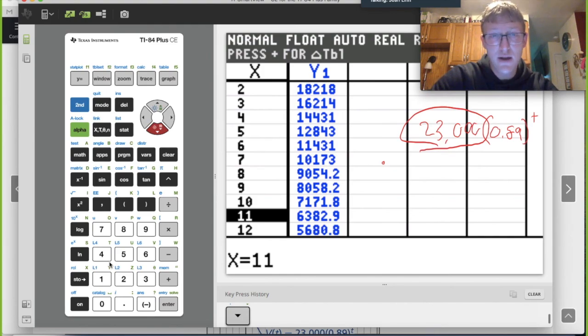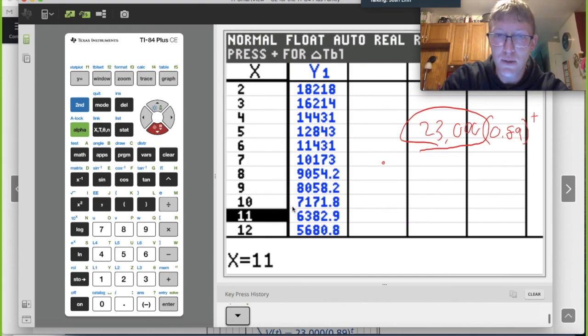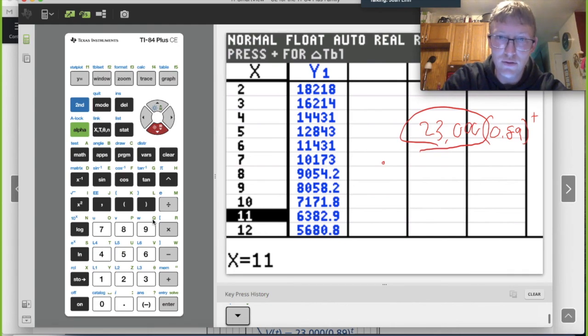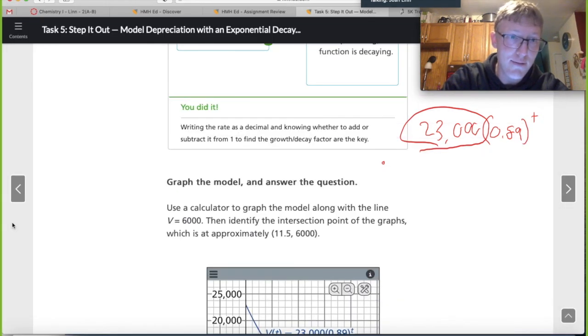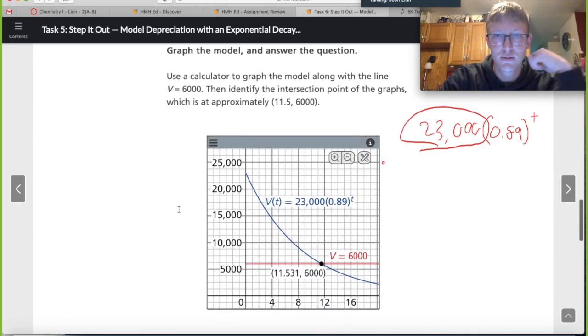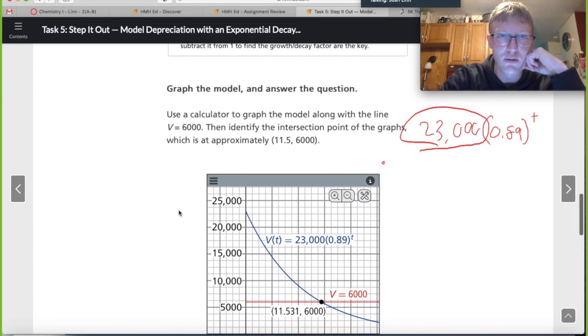So again, think about the question that we're trying to answer. How many years will this car be above $6,000? So at 11 years, it's going to be slightly above $6,000. But after that, it's going down below that 6,000. So the answer is going to be 11 years. Unless they want us to round to something weird. So let's see what they got.